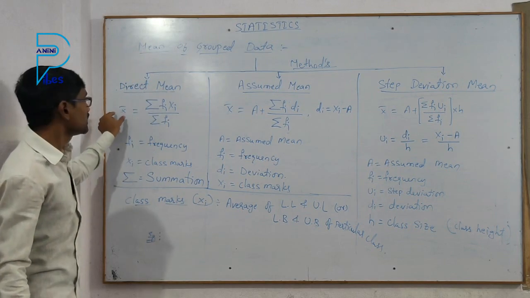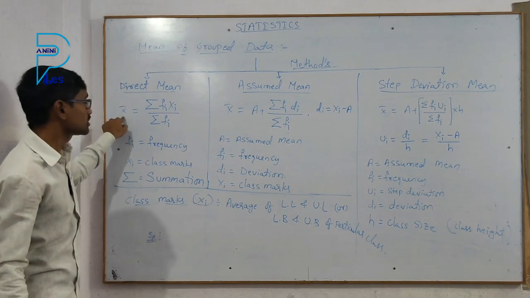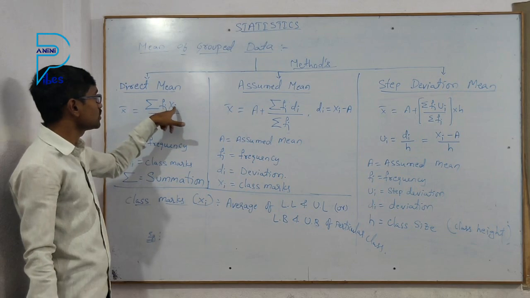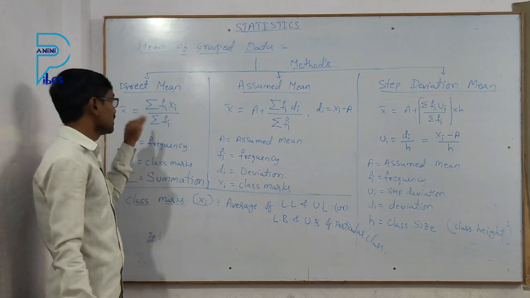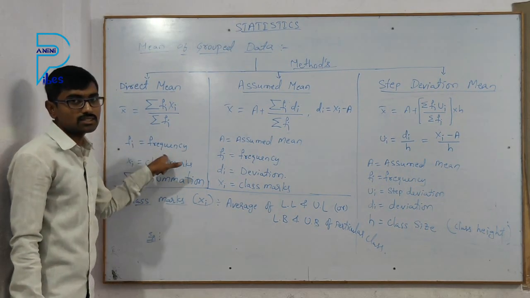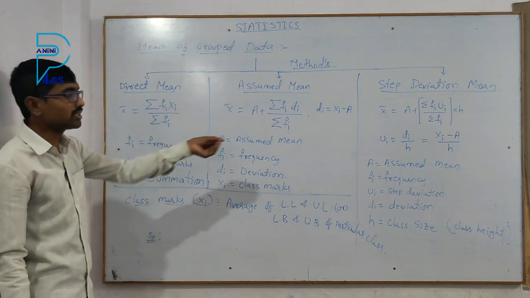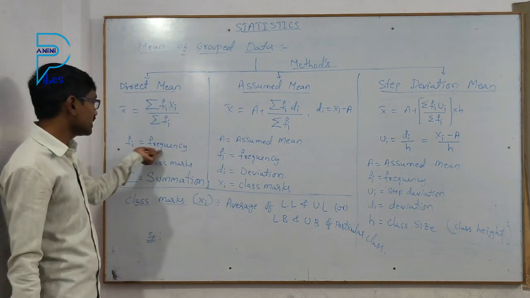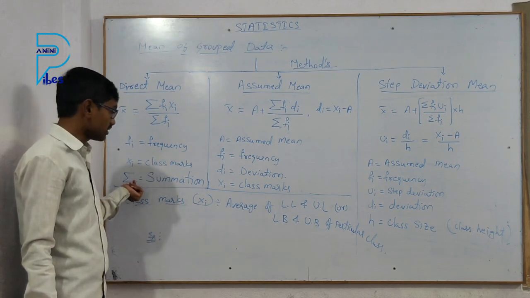So first, coming to the direct mean method, the formula is: I have told you we denote the mean as x bar. So x bar is equal to sigma fi into xi, the product of fi and xi, divided by sigma fi. Here fi is called frequency. Till now we have discussed frequency. What is frequency? Frequency is the observation related to that class interval. Frequency fi, xi is the class mark, and sigma represents summation.